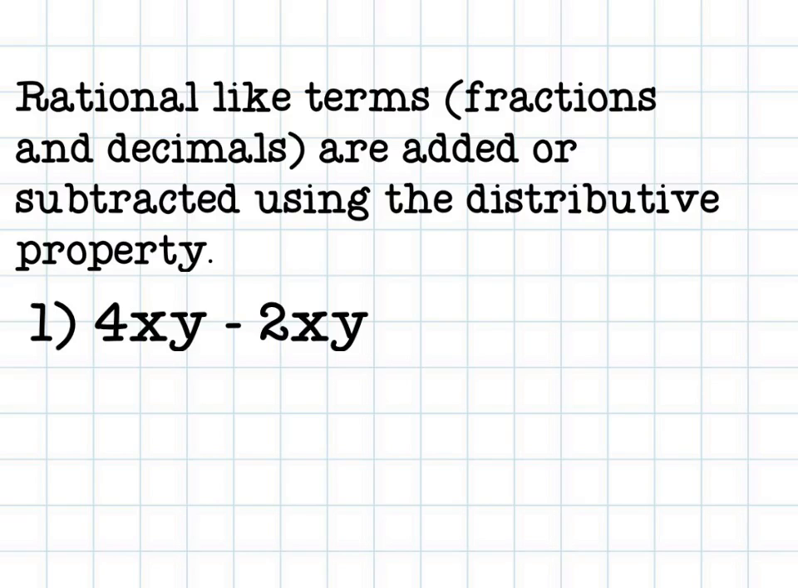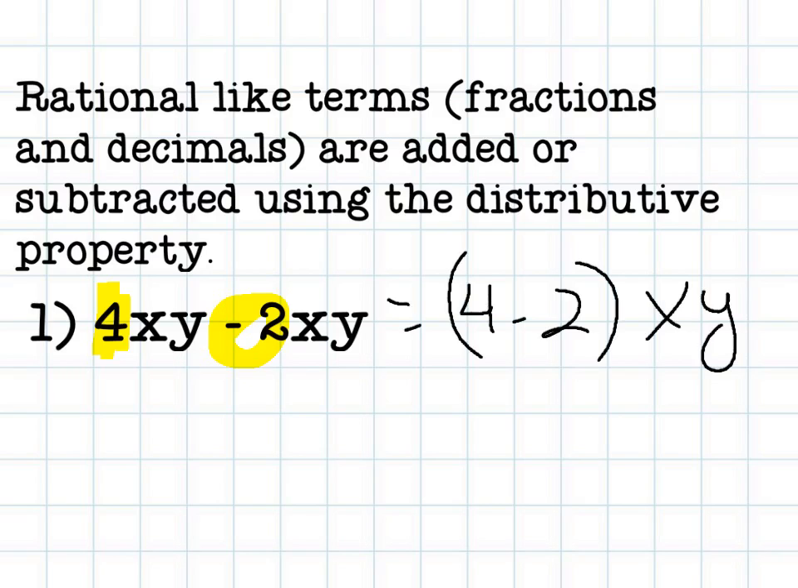So let's look at number 1. What we want to do is first confirm that we have like terms by looking at the variables and their powers. In this case, we just have x, y in both, so they are like terms. So what we're going to do is regroup the problem by taking the coefficients that are in the front and grouping them together. So here we would now have 4 minus 2 in parentheses times the xy. Leave the xy in the back. Well, 4 minus 2 is 2, so you end up with 2xy.